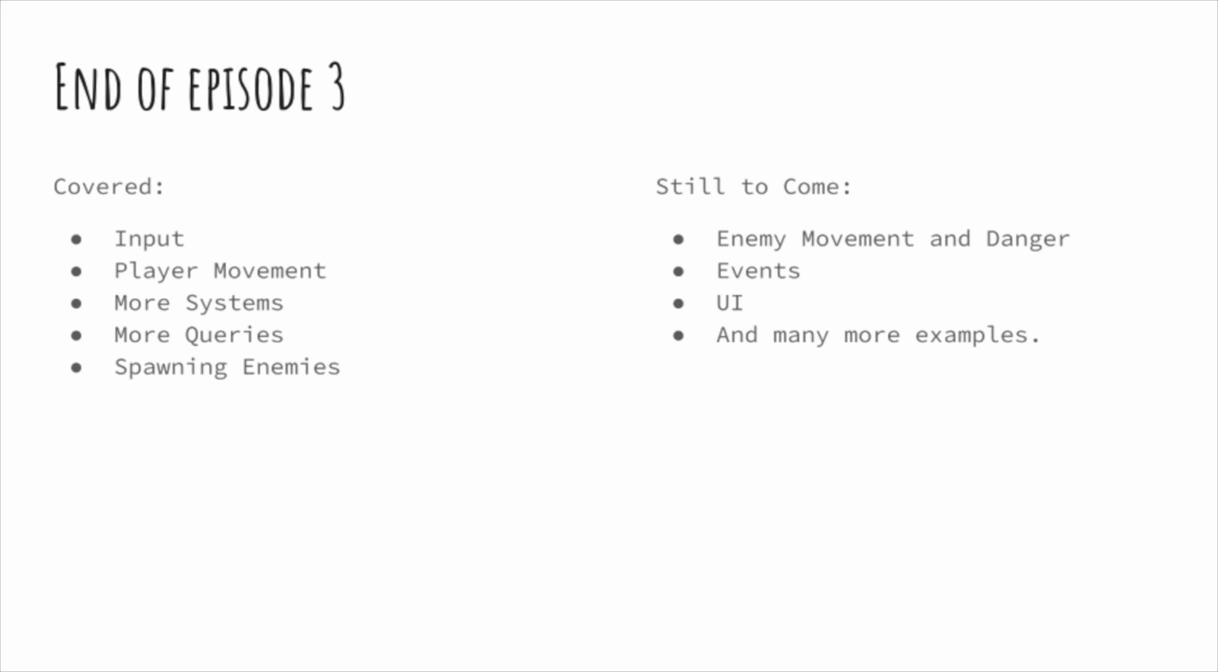This brings us to the end of episode 3. We've covered keyboard input to produce player movement. We've gone through more systems, more queries, and we've also spawned in our enemies. Still to come is enemy movement and adding danger, events, UI, and many more examples still to come as we continue to build out our first game.